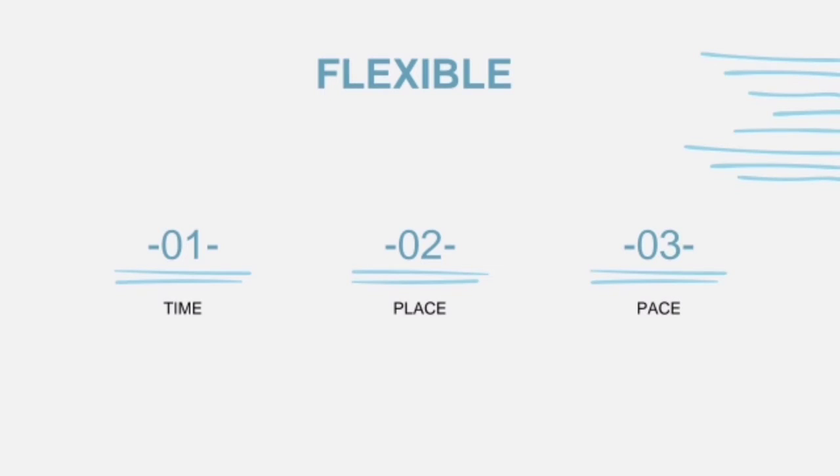Okay, flexible has three meanings. First, time. Second, place. Third, pace. Okay, the first is flexible time. It means that when we do the learning and teaching process, it is up to the agreement of teacher and students.